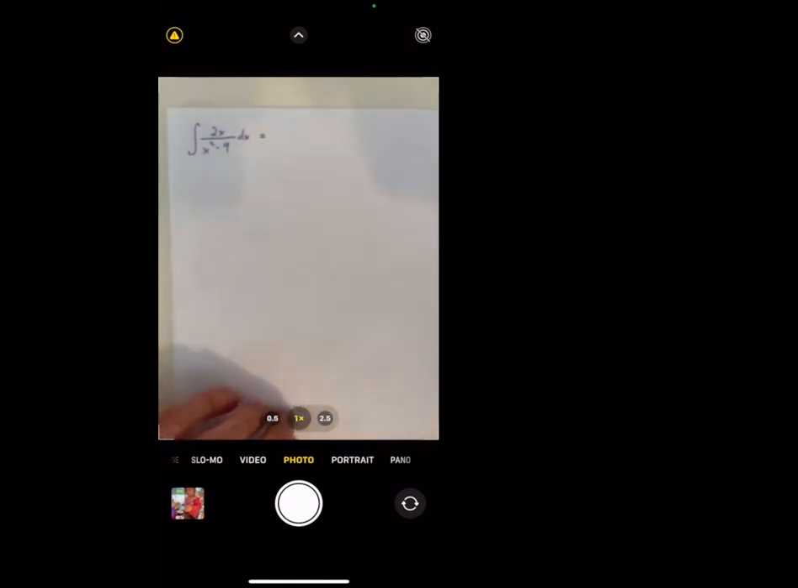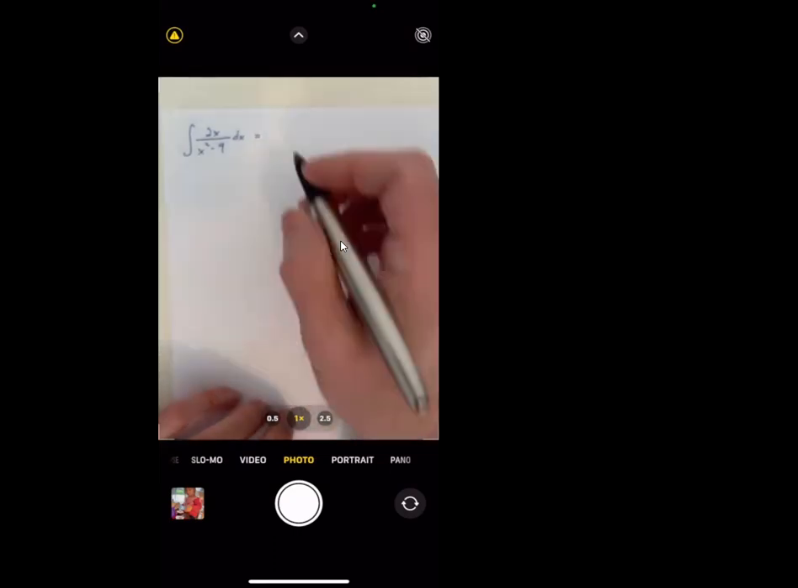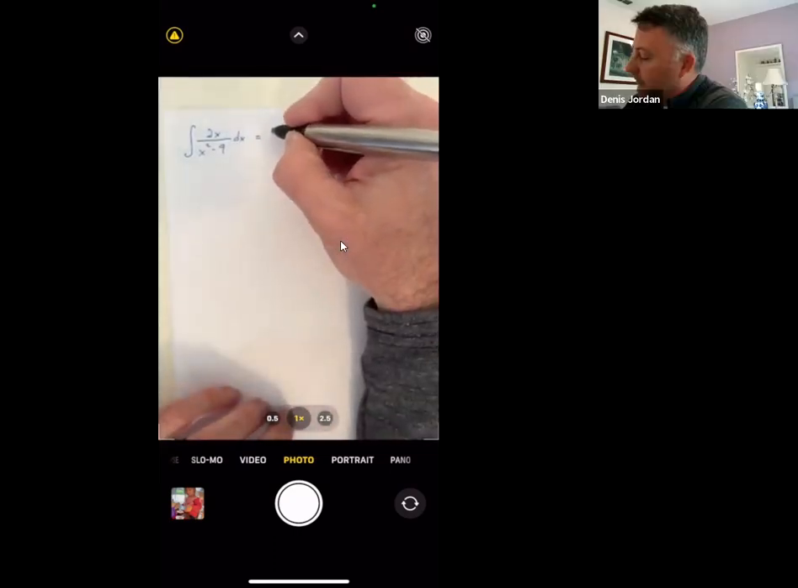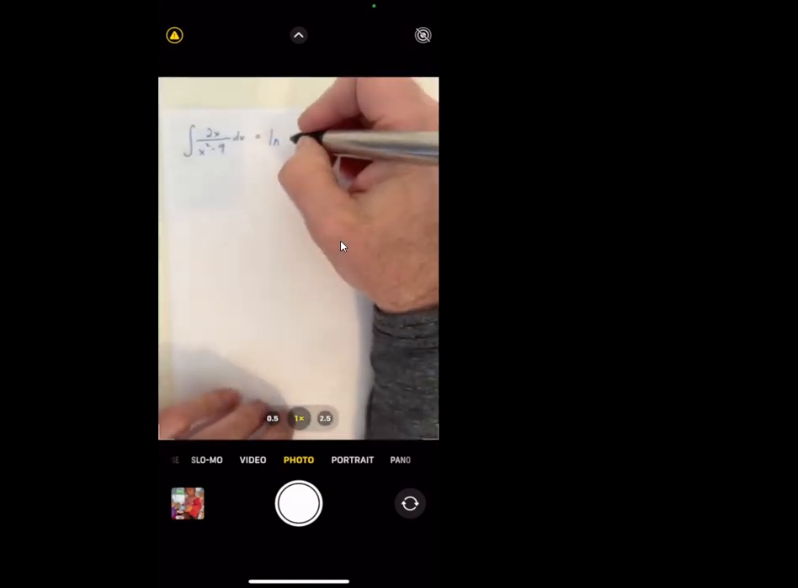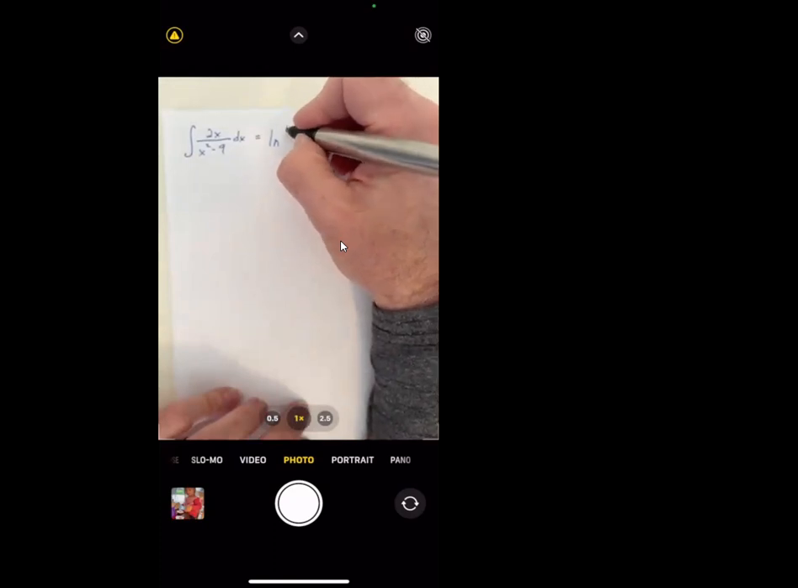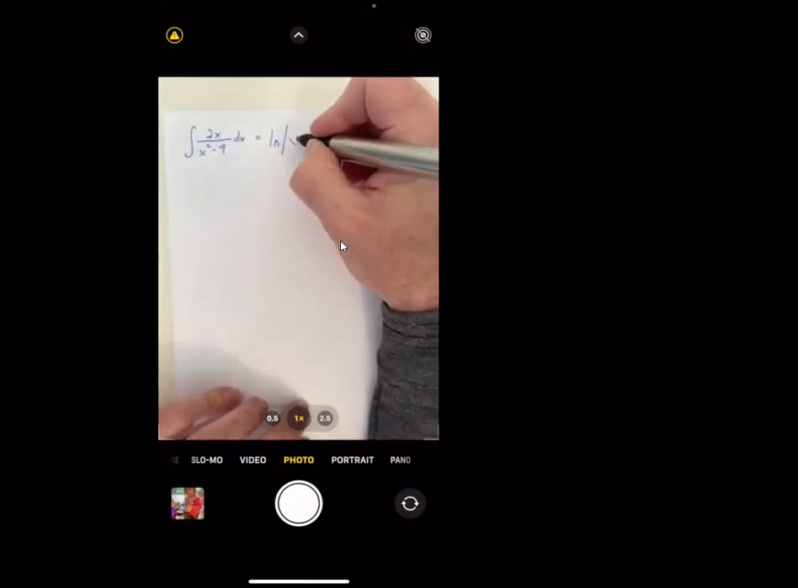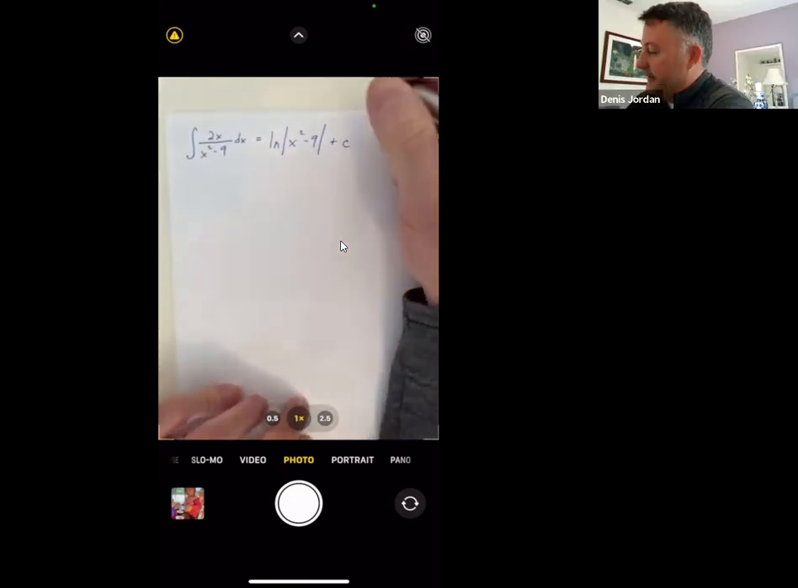Is this an ln solution? Yeah. So would it just be the ln of 2x? Not quite. ln of x squared minus 9. That's closer, but still off. With the absolute value? Absolute value. Absolute value of x squared minus 9 and then plus C.